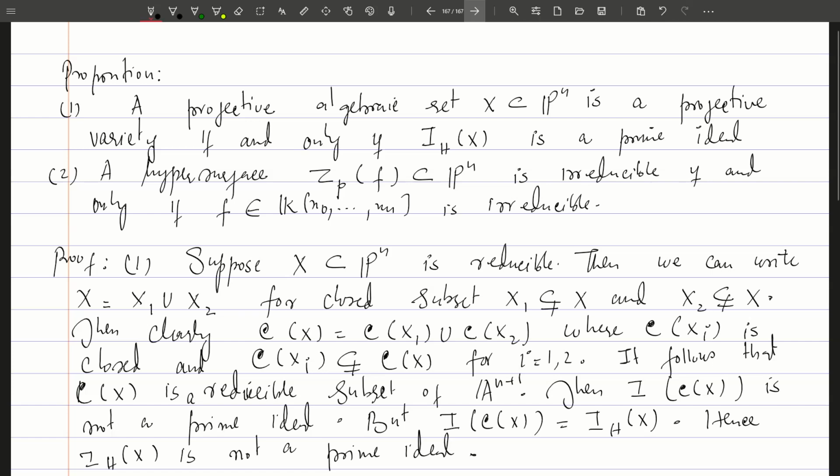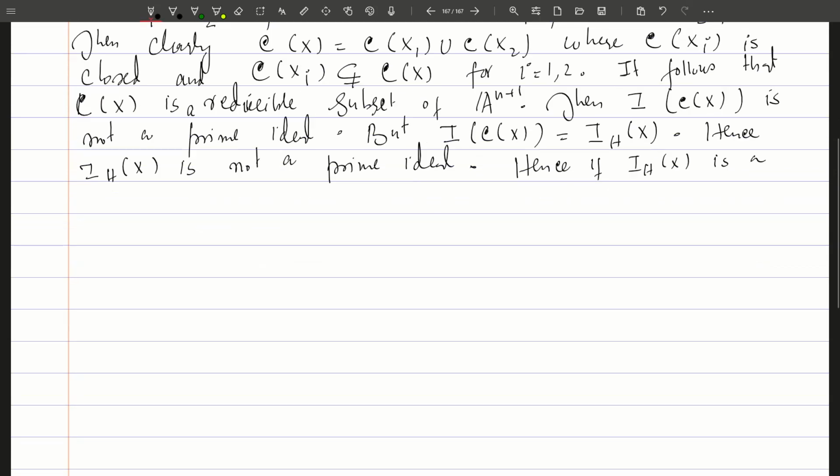This is equivalent to saying that if the ideal of X is a prime ideal, then X is irreducible. So hence, if the homogeneous ideal of X is a prime ideal, then X is irreducible.